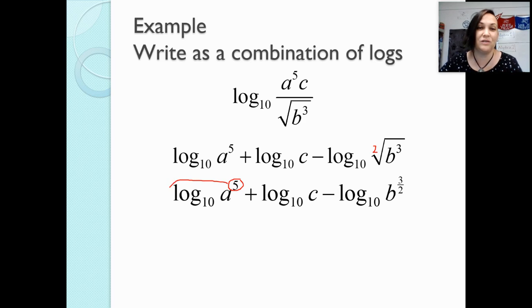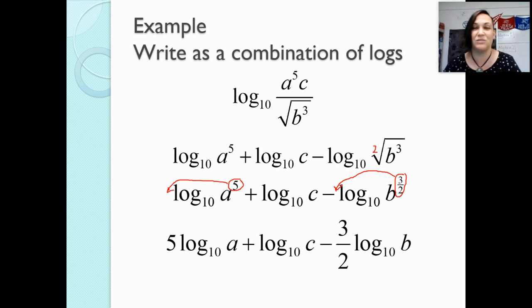And you're pushing them to the front of the log that they were attached to. So that 5 will go in front of the a. The 3 over 2 is just going to go right in front of this log. And the c did not have an exponent written with it, so I don't need to put anything in front of that log. Here is my expanded form. That's it. So we're taking a single log and splitting it into multiple logs.